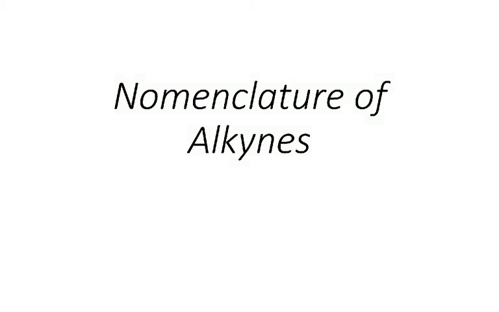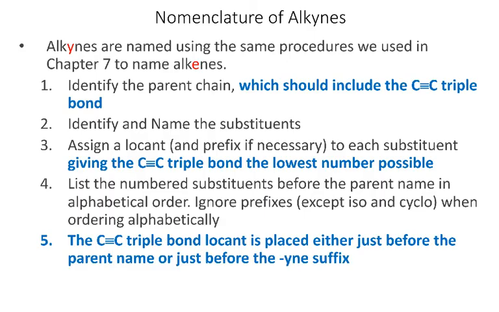Okay, we're going to talk just briefly about the nomenclature of alkynes in this video. So we name alkynes almost exactly the same way that we name alkenes. In fact, it's almost probably easier because I don't even have to worry about E and Z isomers. So just like naming another compound, we identify the parent chain. Just like alkenes, the parent chain has to include our carbon-carbon triple bond. We identify and name the substituents just like we would for any other compound.